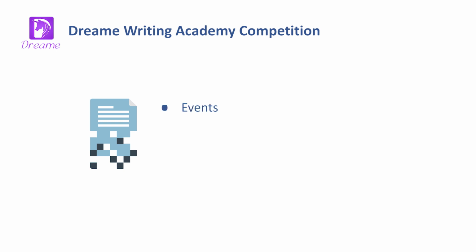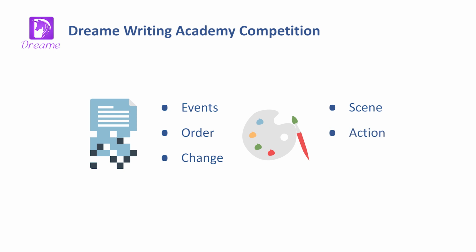In our last course, when we talked about main plot, we stressed 3 words: events, order, and change. In regards to secondary plots, there are 3 keywords also. These are scene, action, and conflict. These 3 words suggest what events will happen to some people in certain scenes. Let's see how secondary plots work by these 3 words.